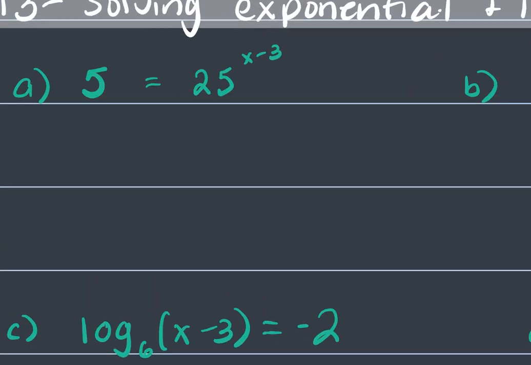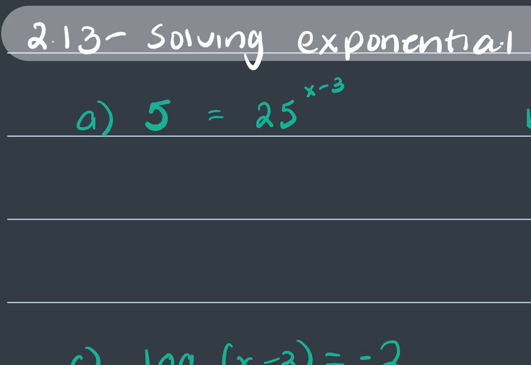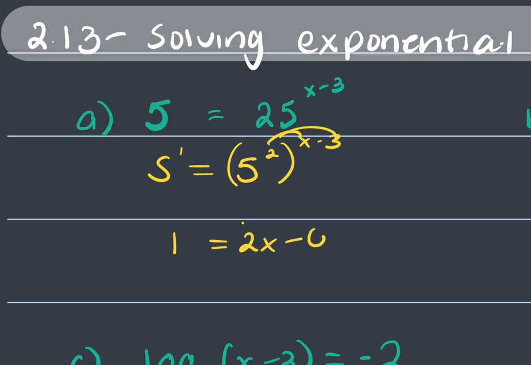So if I start with A, can I change the base to be the same? Yeah, I can change the right-hand side. This could be 5 squared raised to the x minus 3. And then the exponent on the 5 is 1. I can ignore the bases, so it would be 1 equals, distribute the 2 to both, 2x minus 6. Add the 6 and divide by 2. And x equals 7 over 2.